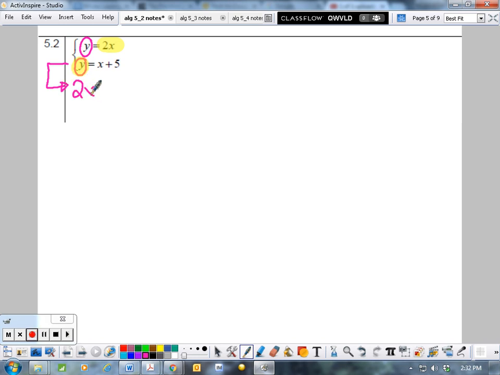So now this is 2x equals x plus 5. And this time my x's are on different sides, so I have to add or subtract to move one over. I'm going to go ahead and move this x, so I'm going to minus 1x on both sides. So x minus 1x becomes 0. 2x minus 1x becomes 1x, or x. So x is equal to 5.